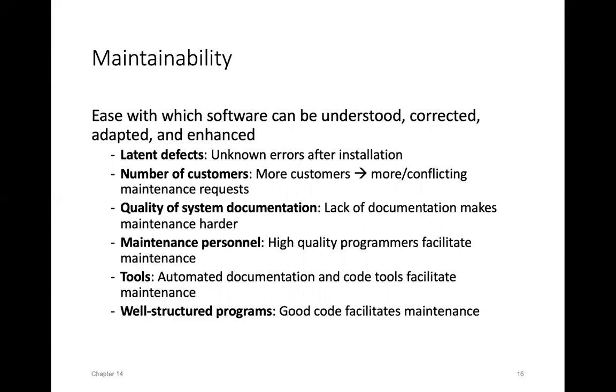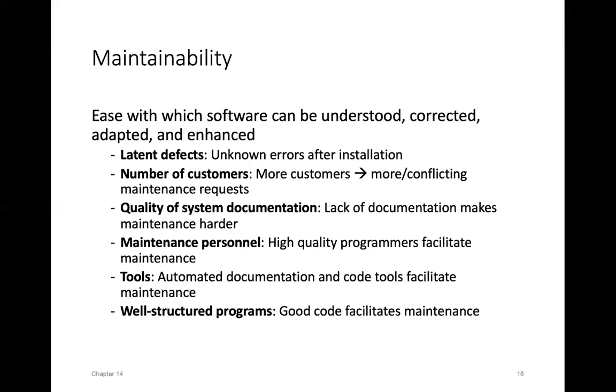system. Number of customers. The higher the number of customers you have using a system, the more maintenance requests and the more conflicting maintenance requests you're going to have. If you've got one customer, you're going to have fewer requests and no conflicting requests. If you have 500 customers, the chances are you're going to have lots of different customers asking for different things, which you can't do and keep everybody happy. So number of customers is a factor.